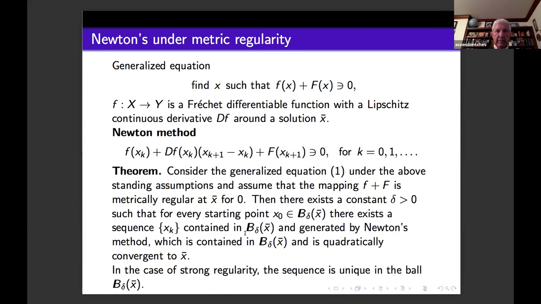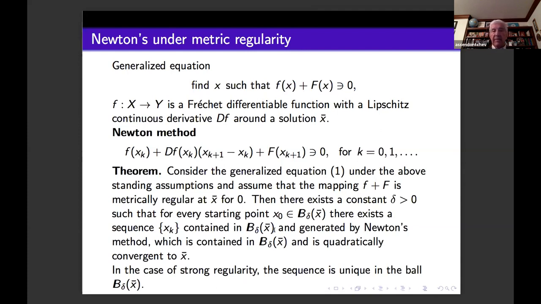So here's the theorem I prove for this case. Consider this generalized equation (1), which is not 1 here, this is a typo. Under the standing assumptions here, assume that the mapping small f plus capital F is metrically regular. Then there is a constant delta such that for every starting point in this ball with radius delta, there exists a sequence contained in this ball and generated by this Newton method, which is quadratically convergent to the solution x bar. Remember, x bar is a solution of this generalized equation. And in the case of strong regularity, the sequence is unique in the ball B delta of x bar.